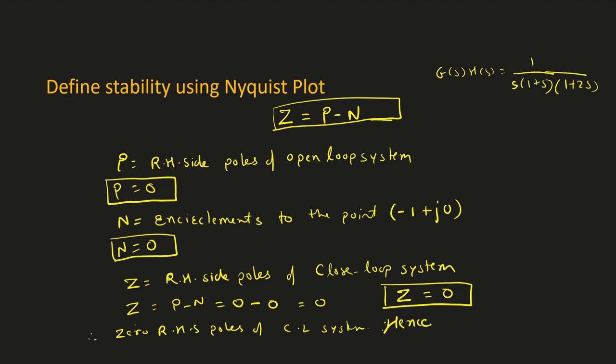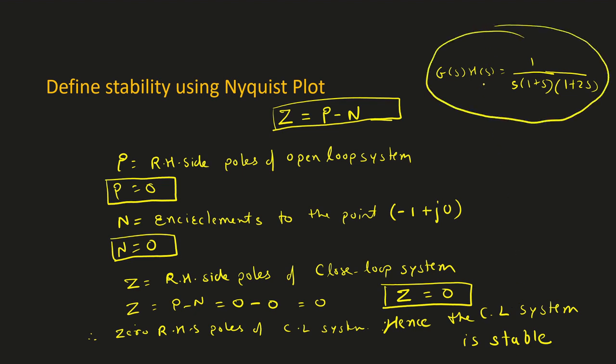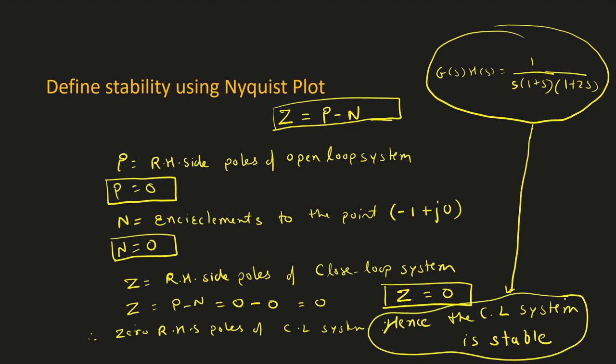Hence, the closed loop system is stable. So we started with the open loop transfer function, and we drew the Nyquist plot for this open loop transfer function by variation of omega, with the contour having a capital R radius and a small r radius, and again the fourth part is the contour with omega variation from minus infinity to 0. We got a Nyquist plot, and depending on the number of encirclements N, we define the stability of the closed loop system. So starting with the open loop system and defining the stability of a closed loop system is what we can do with this Nyquist plot.